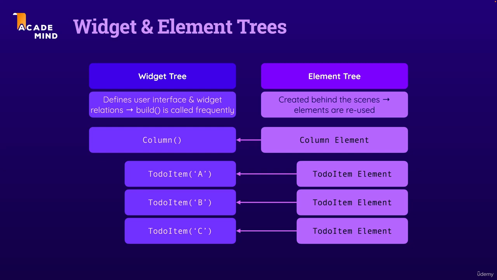Now, to understand what the idea behind keys is and when we need keys, let's come back to this concept of widget and element trees. Because you learned that every widget gets its element. That's what we covered in the last lectures. Now, what happens to those elements if two widgets change their place, as we're doing it in this to-do app?